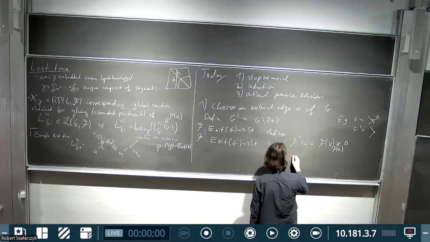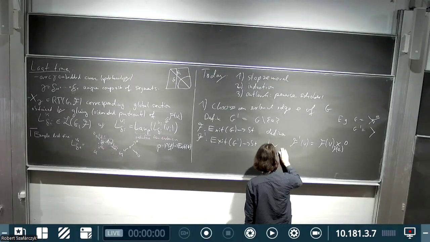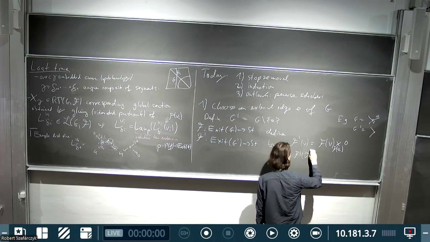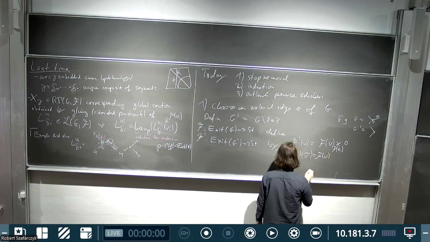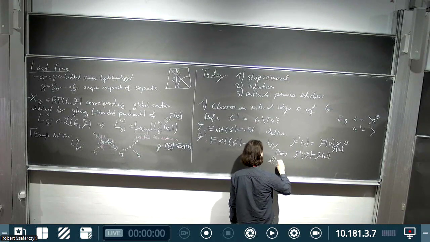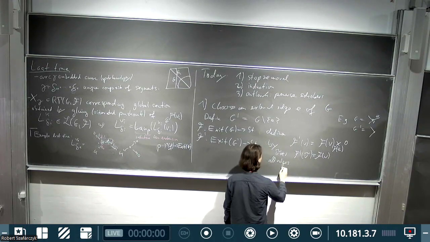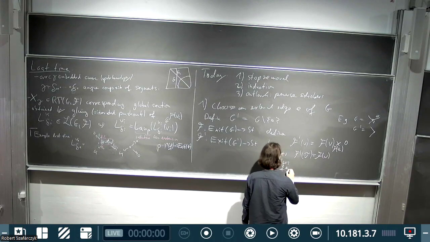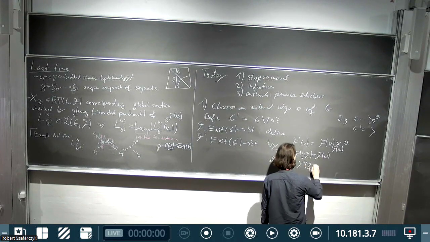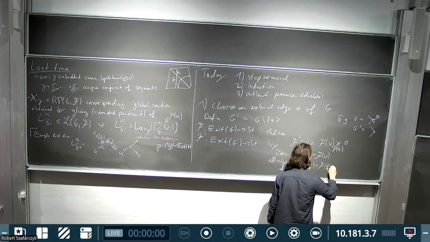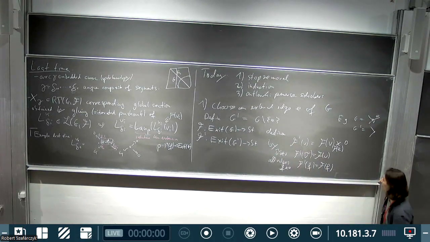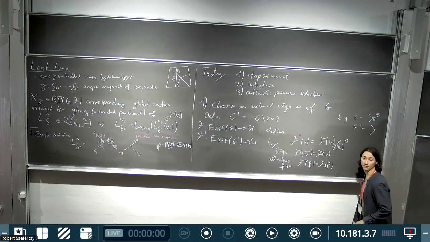And then for V tilde not equal to V, you set F prime of V tilde equal to F of V tilde, and similarly for all edges f not equal to E, you have F prime of f equal to F of f. And then the restriction maps are the obvious maps.